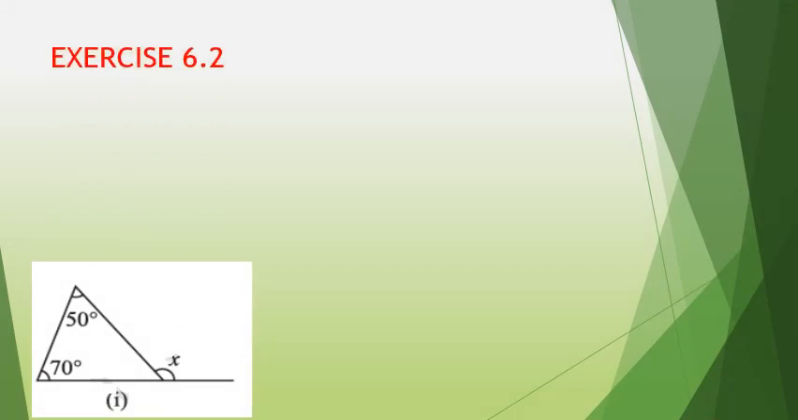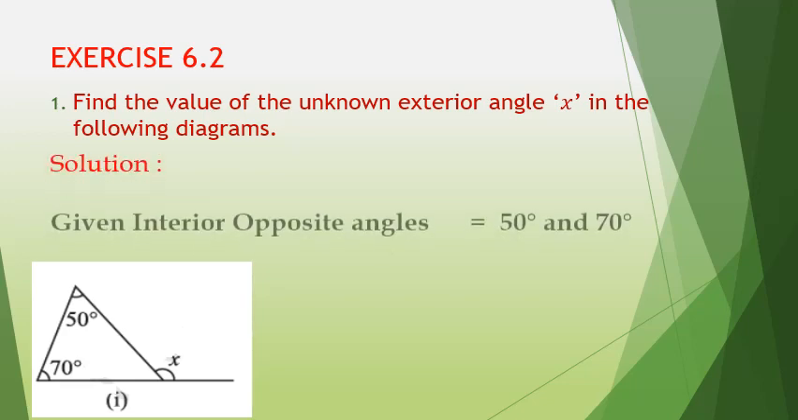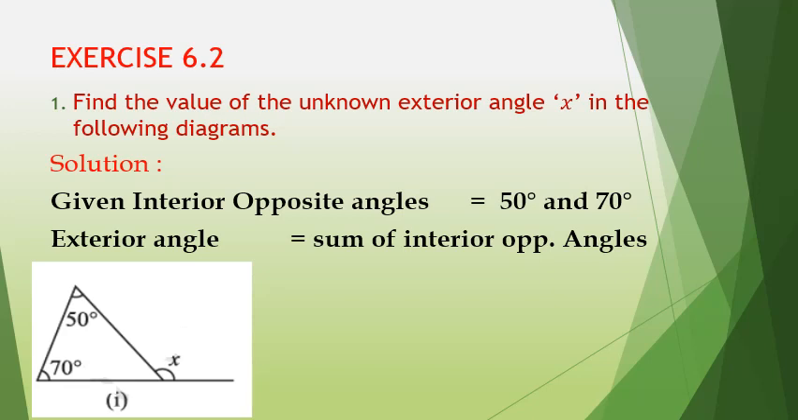Next, exercise 6.2, question number 1. Find the value of the unknown exterior angle x in the following diagrams. Here x is given as the exterior angle. Now you can recall the exterior angle property of triangle. What is meant by exterior angle property of triangle? Exterior angle equal to sum of interior opposite angles. Exterior angle is marked by angle x, that is equal to 50 plus 70, that is 120 degree.